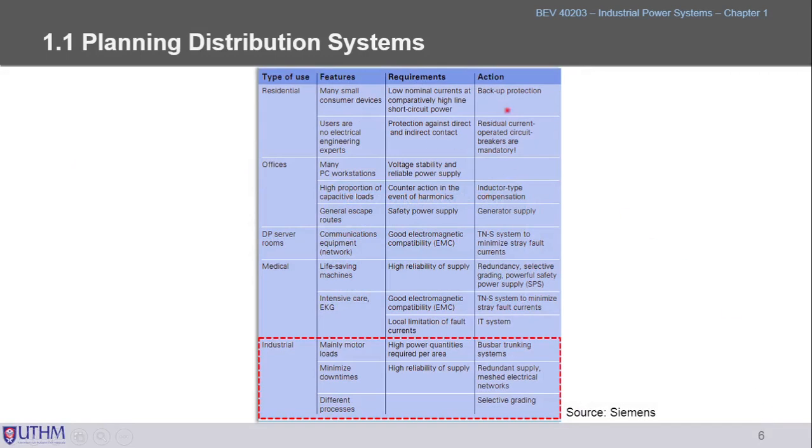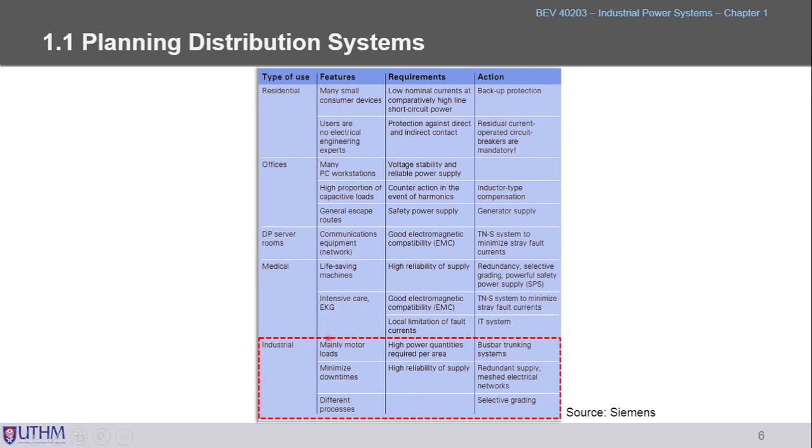So we have the residential, right? We have the commercial, right? The medical, like a hospital, is a commercial building, right? So what we are concerned with now is the industrial. Then we try to look at the features of the IPS, the industrial power system.